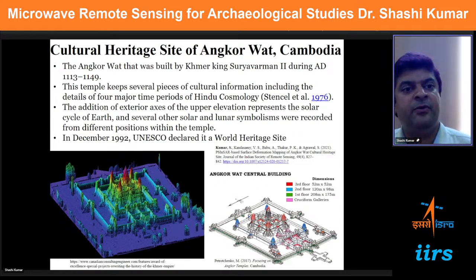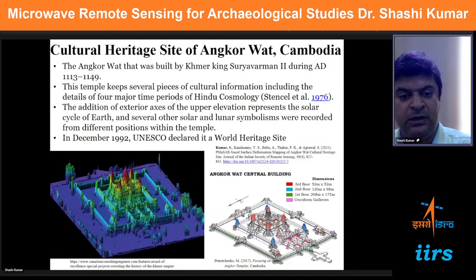Now we know that Angkor Wat is the biggest religious place in the world, and it is also a UNESCO World Cultural Heritage Site. Angkor Wat was built by the Khmer king Suryavarman II during the 12th century. Why is this temple important? Because this temple keeps several pieces of cultural information, including the details of four major time periods of Hindu cosmology. We know that there are four cosmological periods in Hindu cosmology: the Treta Yuga, Satya Yuga, Dwapara Yuga, and Kali Yuga.